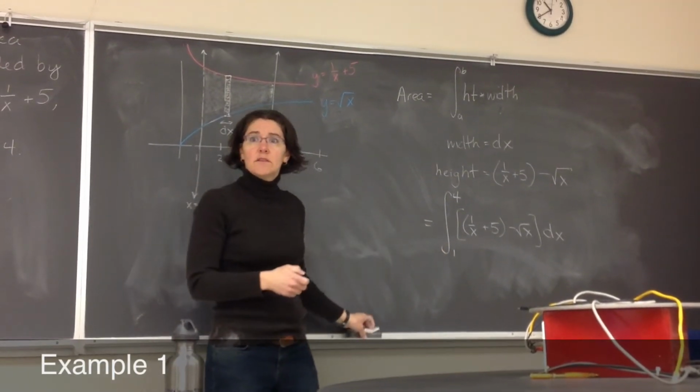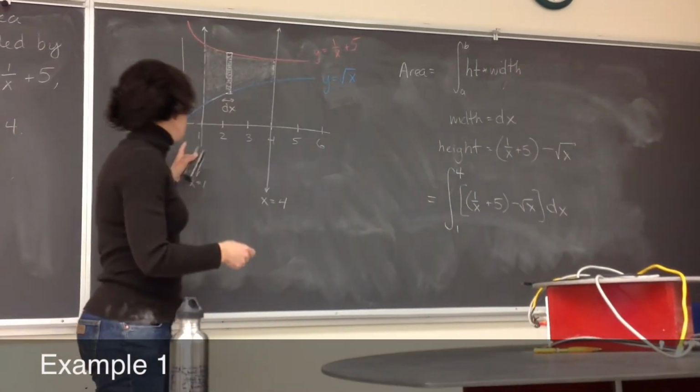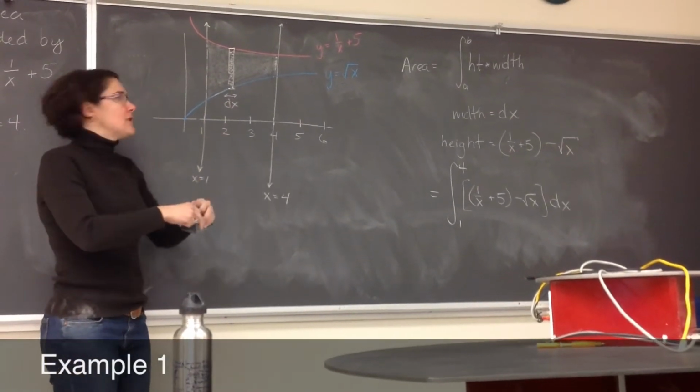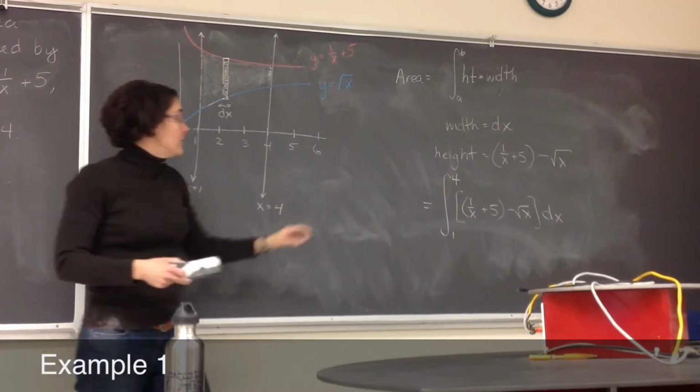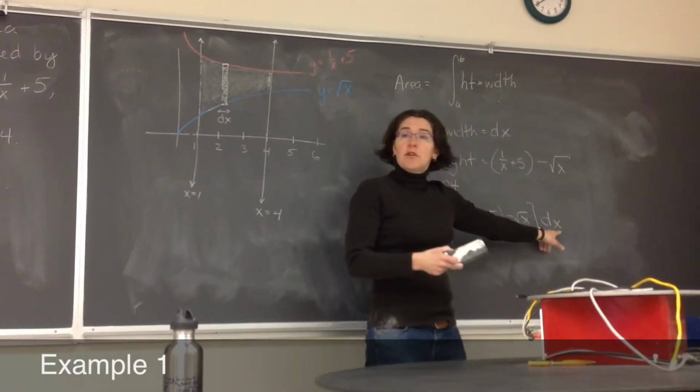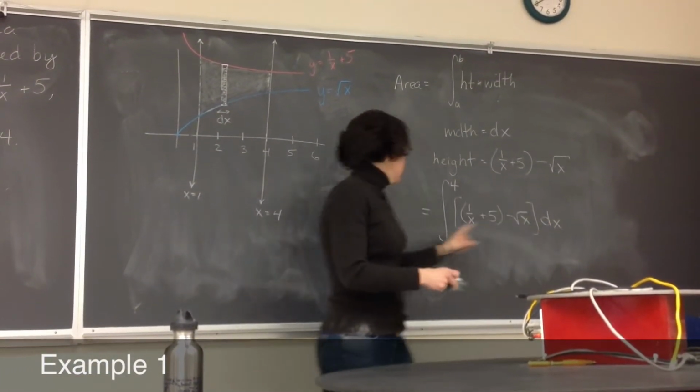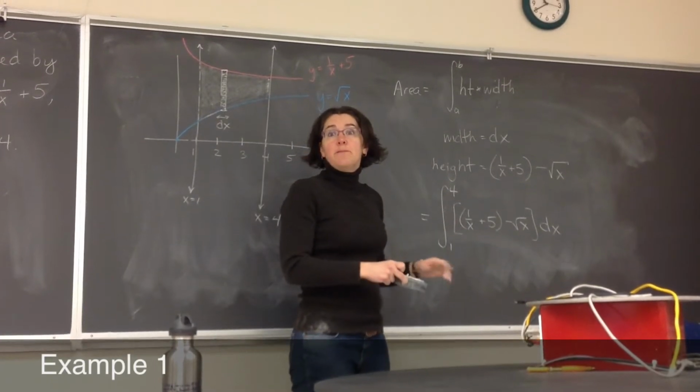So your boundaries are just always your x values? Yes, so your boundaries are going to be, in this case, because we have vertical walls, that's where we're going to start and end. And because our variable over here is an x, these boundaries are going to be x values as well.